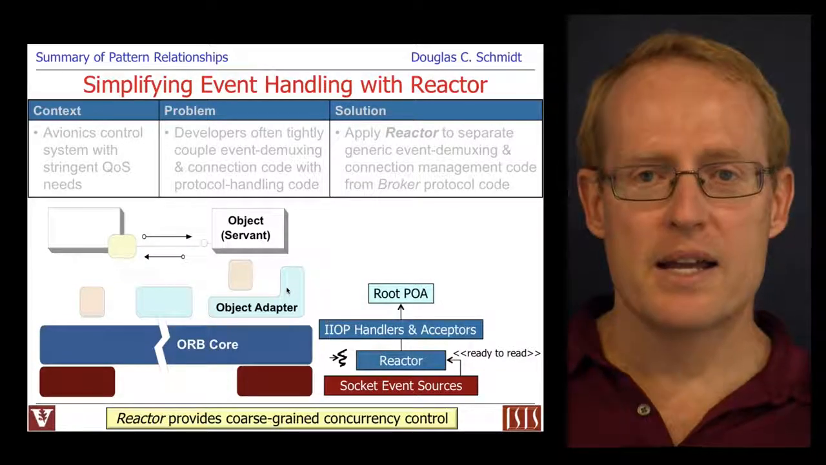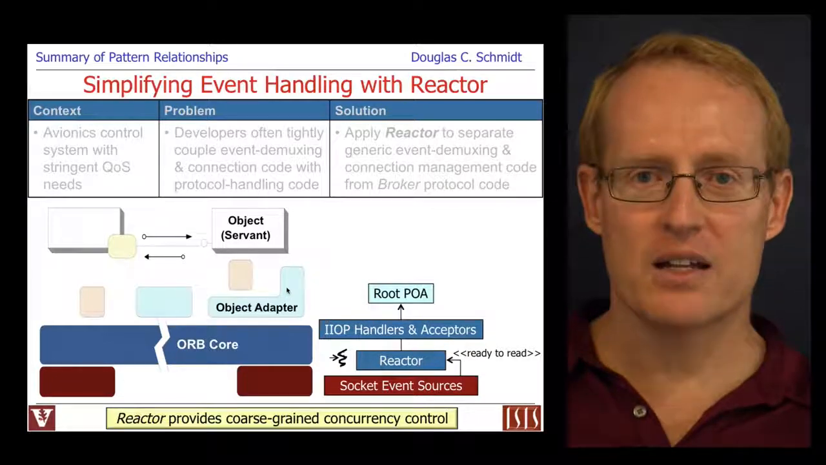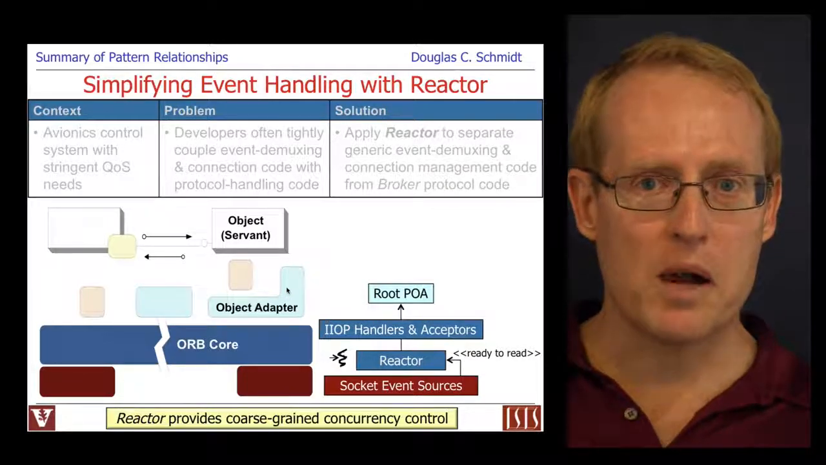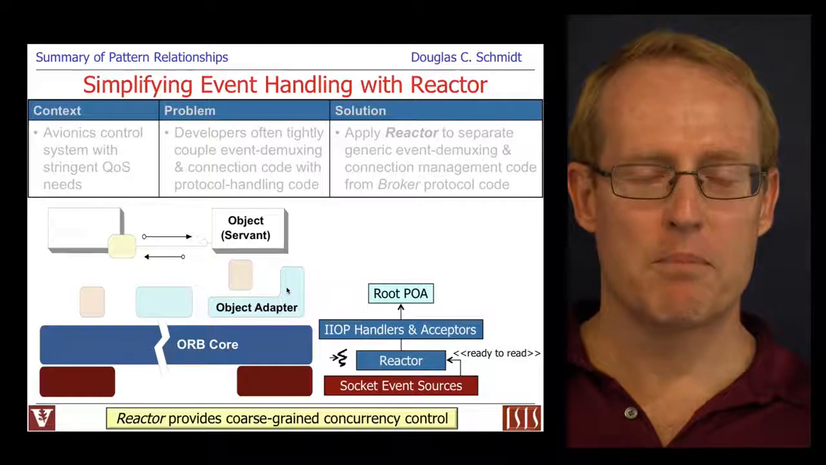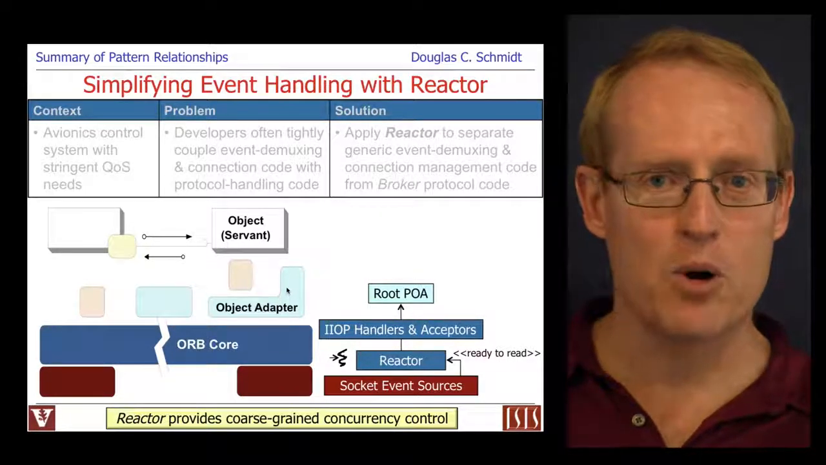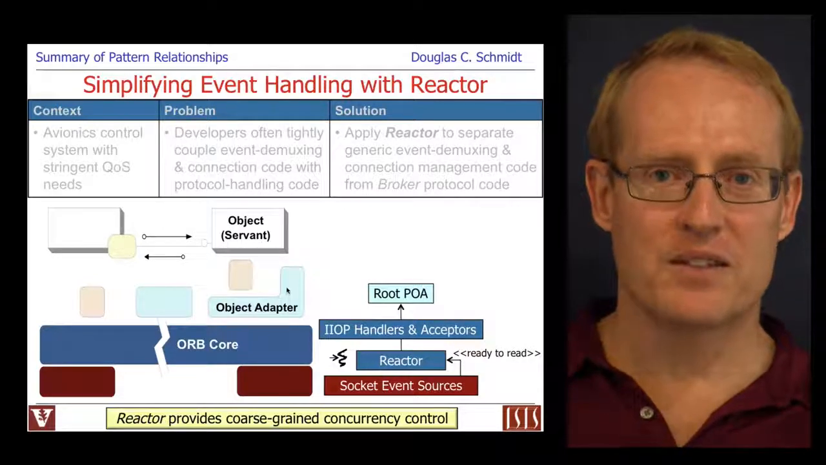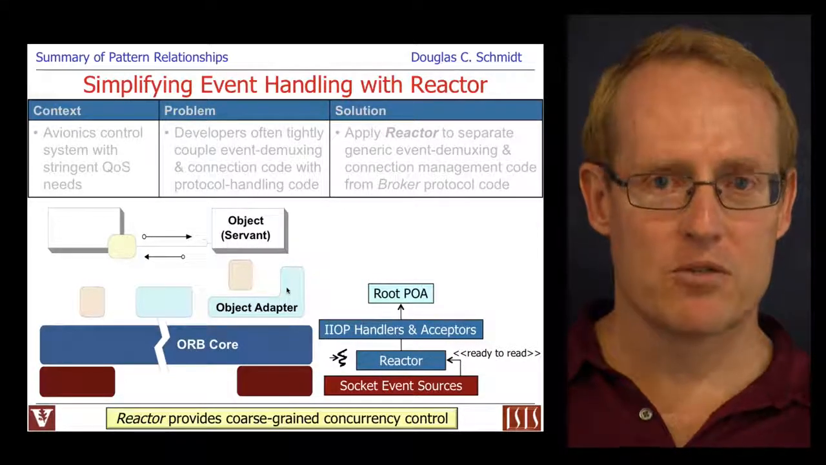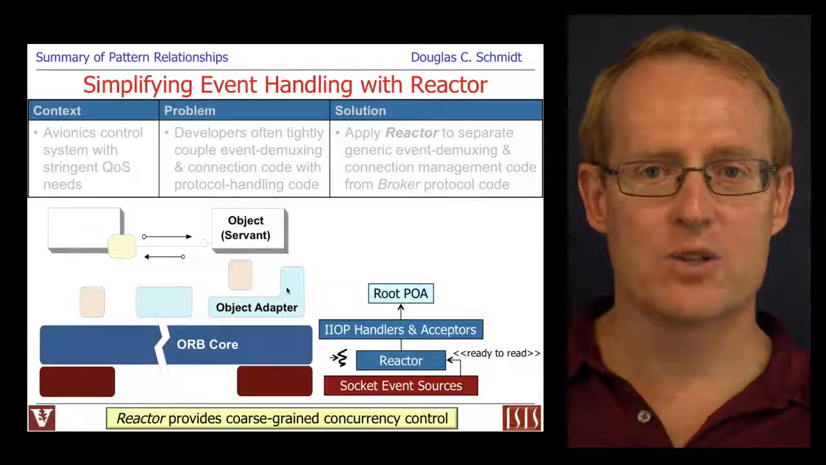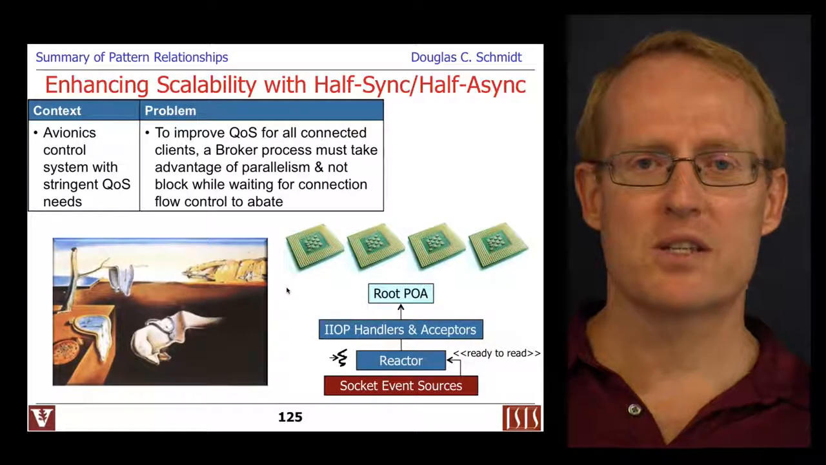One of the nice things about using the reactor is it provides a very simple, coarse-grained concurrency control mechanism, where there's only one thread of control taking place at a time in the broker, and therefore you don't have to worry about locking and deadlock and other forms of race conditions and scheduling hazards. But there are some problems with this simplicity.